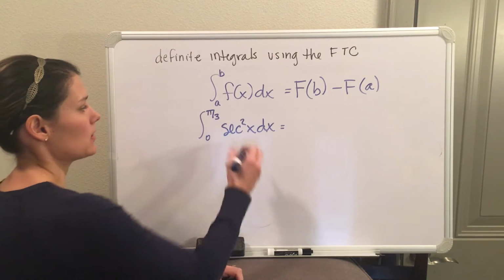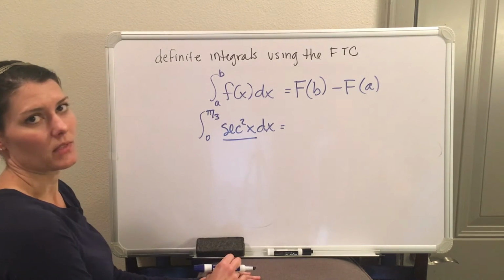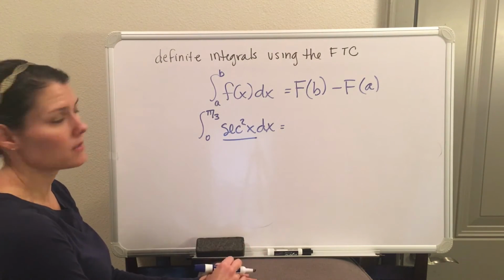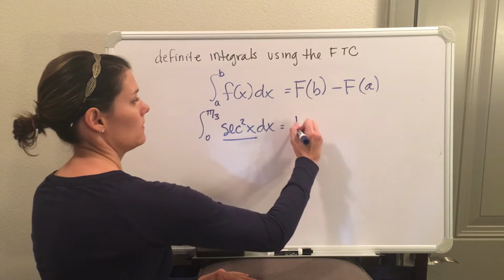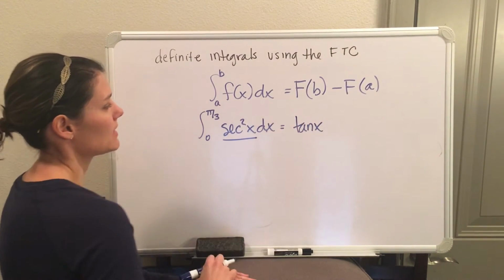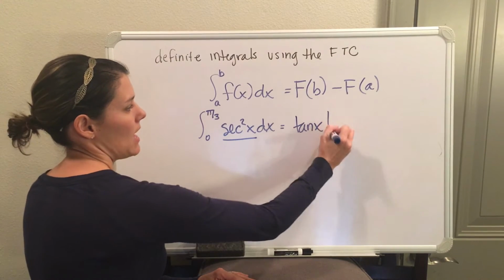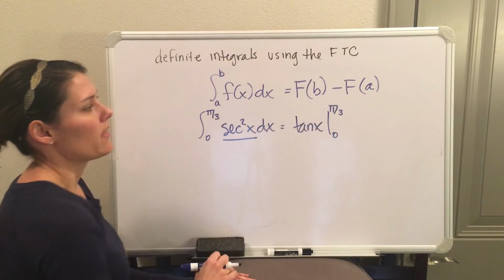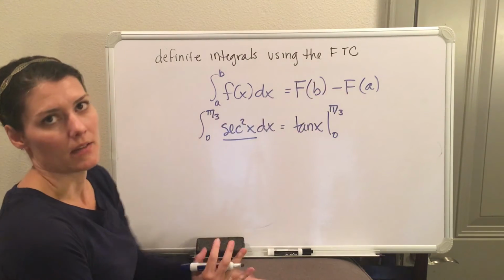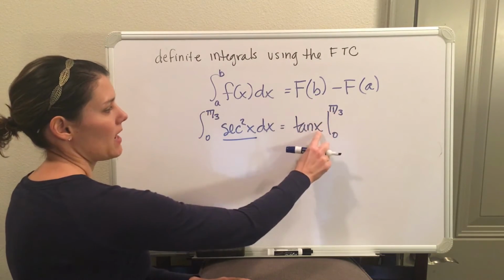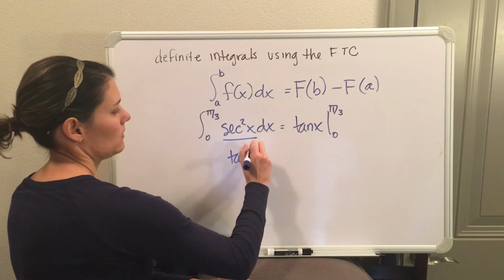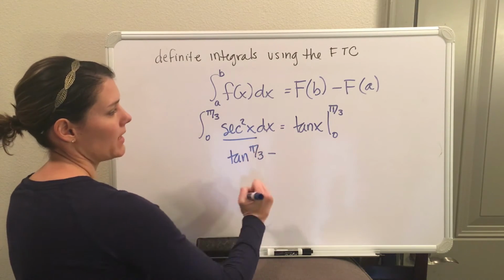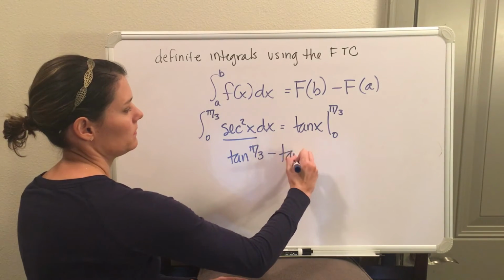But what I'm going to do first is take the antiderivative of secant squared, and that is one of your formulas, which is tangent. But instead of putting a plus c, I will put the vertical bar and then do 0 to pi over 3. And then from here, you will apply the FTC. So plug pi over 3 in first, and then minus, then plug in 0.